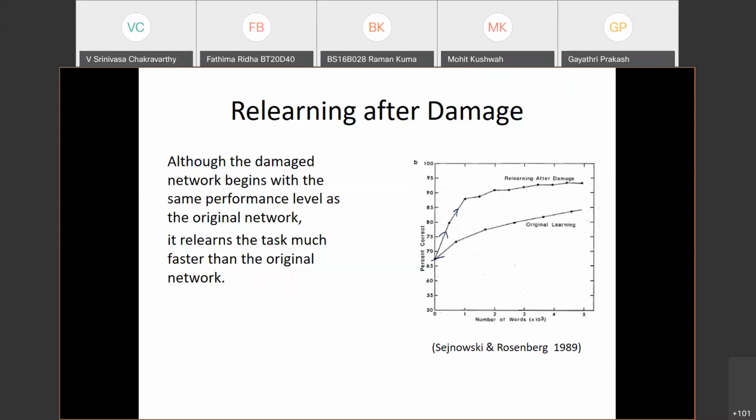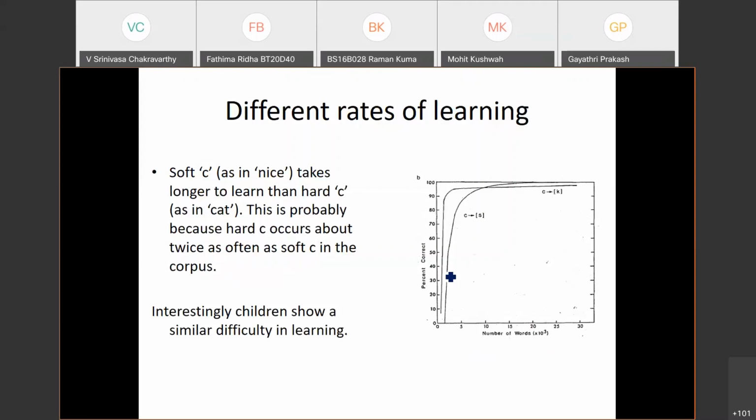Now you see that the same person would have taken years to learn to speak normally, right from childhood. And when the accident occurred, suddenly the speech is completely gone. But from that point onwards, back to almost normal speech, they cover that entire trajectory within a short span of a couple of months. That's the kind of thing you see here in this neural network. Once you damage it, it comes back to normal much faster.